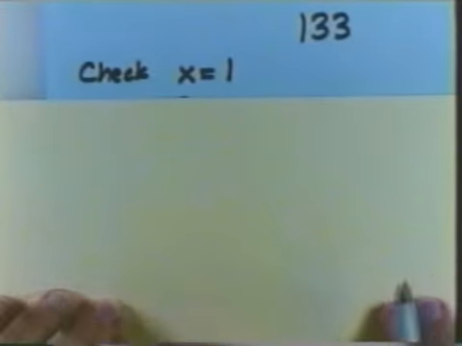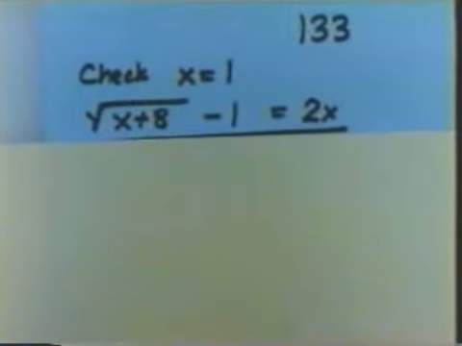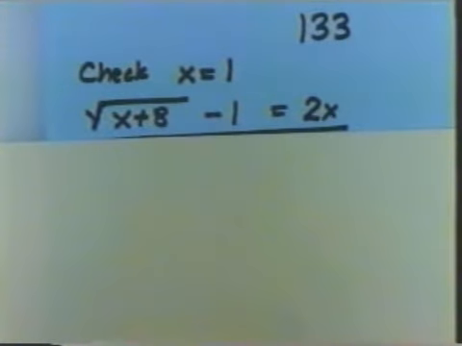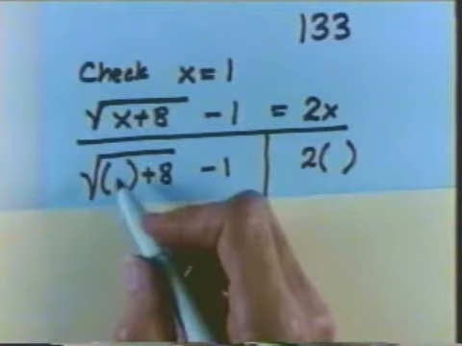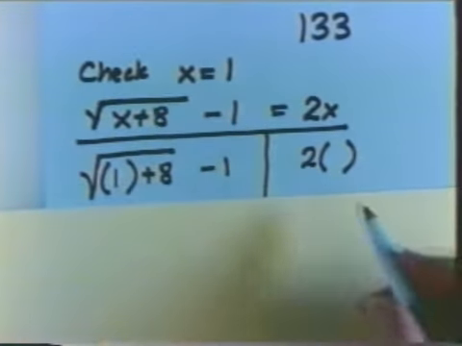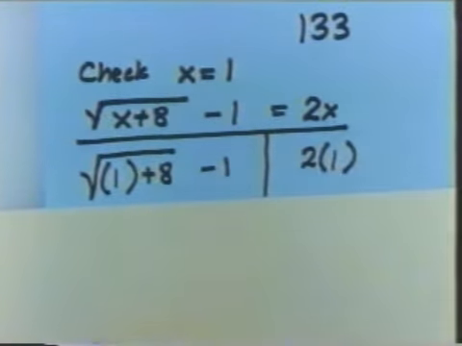Now let's check our other possibility, which was x equals 1. When we check x equals 1 in the original equation, that means we'll fill in 1 in place of x under the radical with the 8. We'll fill in 1 in place of x on the right-hand side.